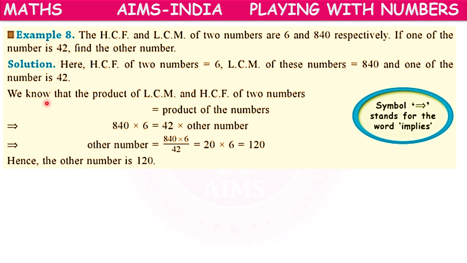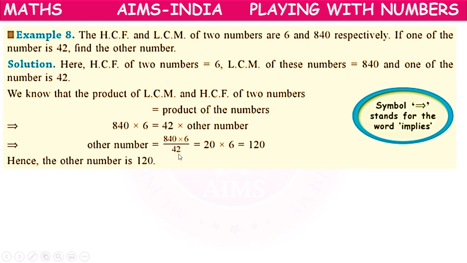According to the relation, what do we know? Product of LCM and HCF equal to product of the numbers. HCF is 6, LCM is 840. 840 into 6 equal to the product of the numbers. One is 42, the other we don't know, we have to find. So the other number equals 840 into 6 by 42.